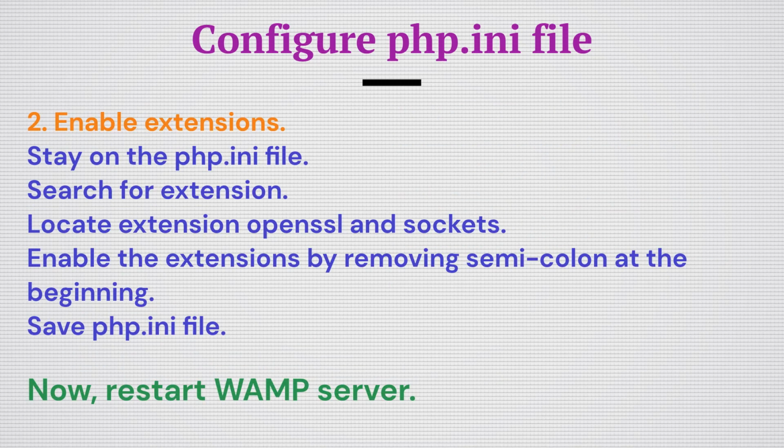2. Enable extensions. Stay on the php.ini file. Search for extension. Locate extension openssl and sockets. Enable the extensions by removing the semicolon at the beginning. Save php.ini file. Now, restart WAMP server.